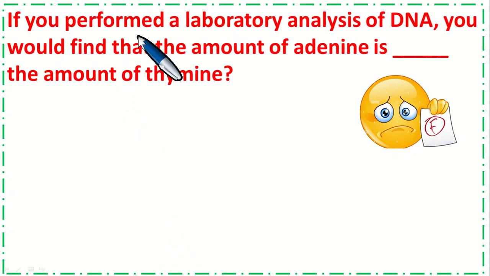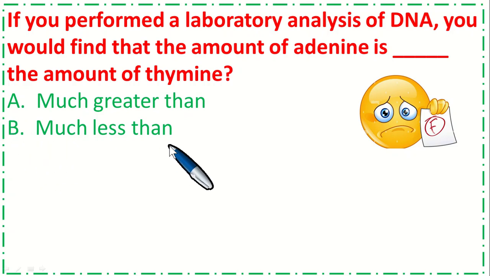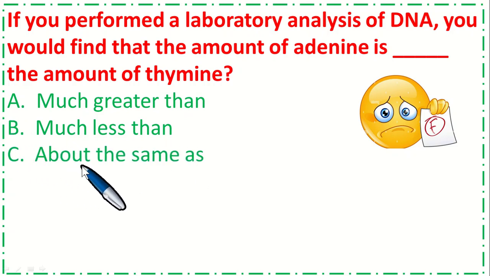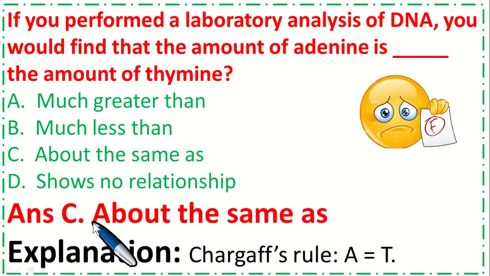If you perform a laboratory analysis of DNA, you would find that the amount of adenine is the amount of thymine. Option A, much greater than, B, much less than, C, about the same as, and option D, shows no relationship. So the correct option is C, about the same amount. The explanation is Chargaff's rule. Adenine is equal in amount to thymine.